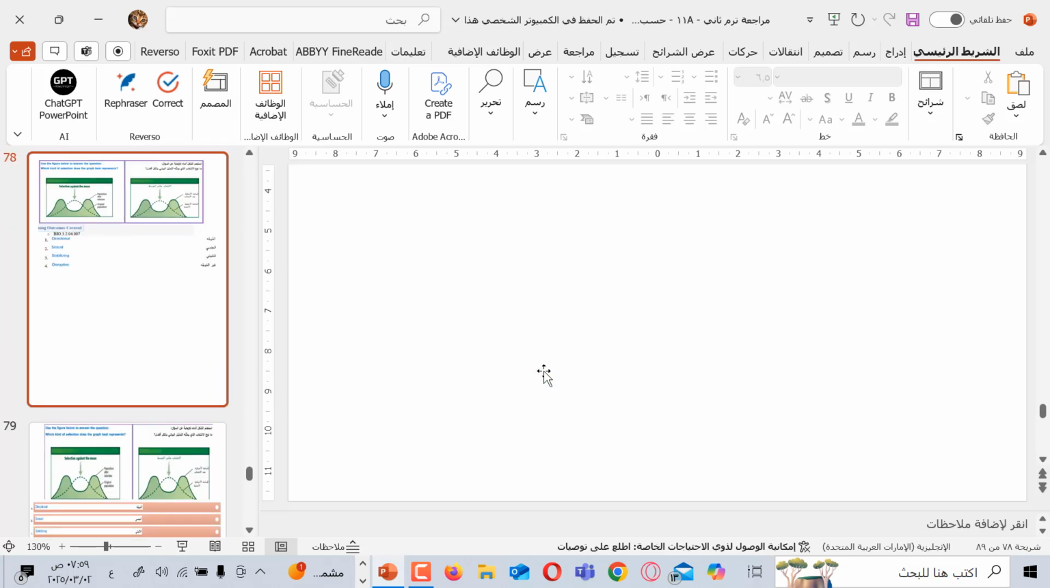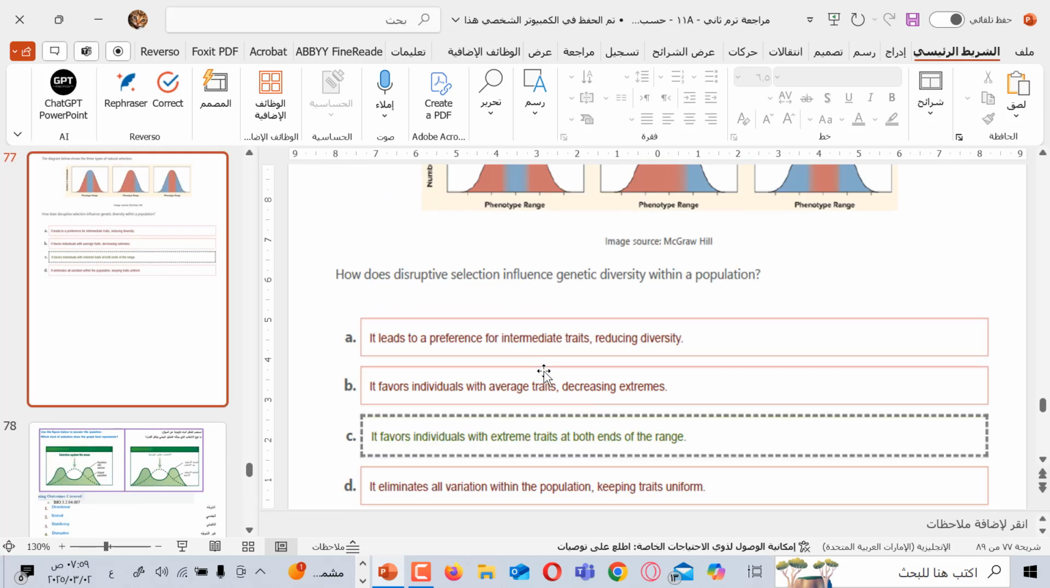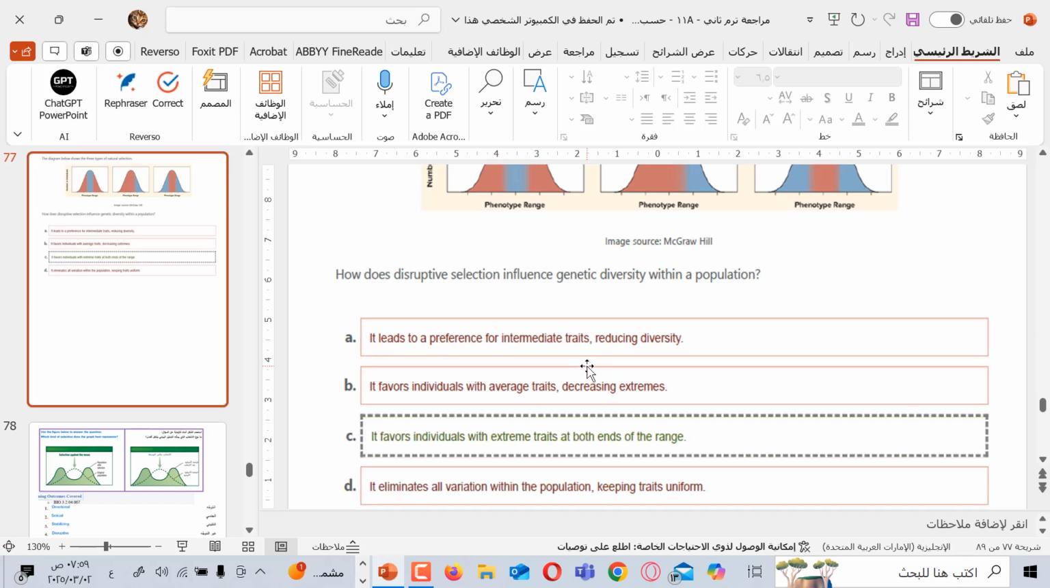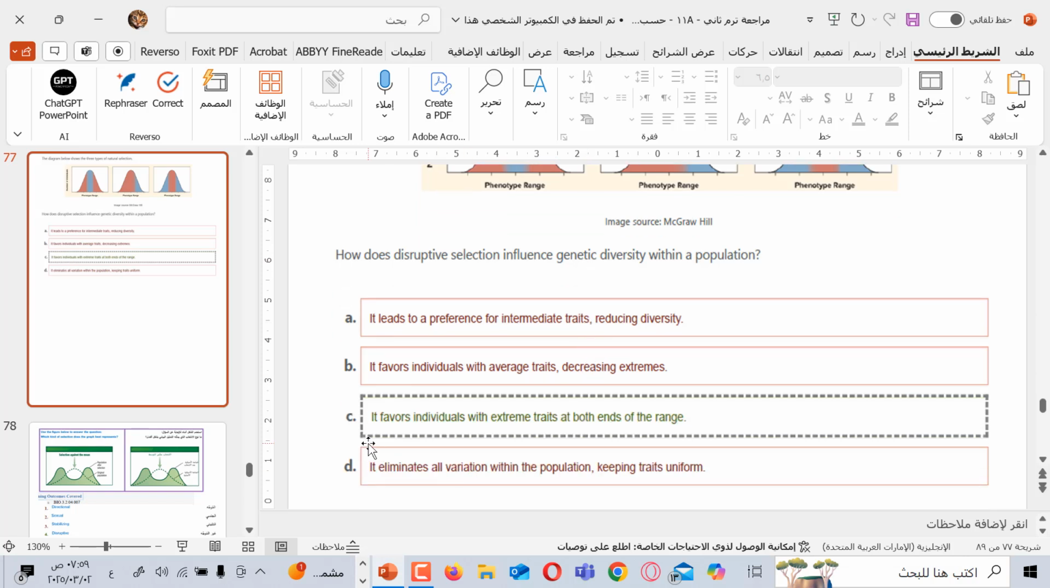Else, this question is also disruptive. Sorry, there is another question here. How does disruptive selection influence genetic diversity within a population? As I say, you must read what each one means, not only the name of the figure. It favors individuals with extreme traits at both ends of the range. Okay.